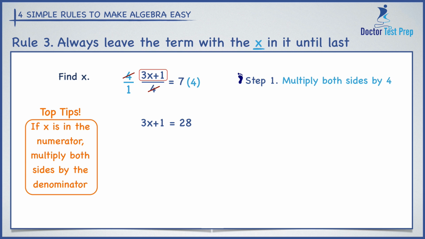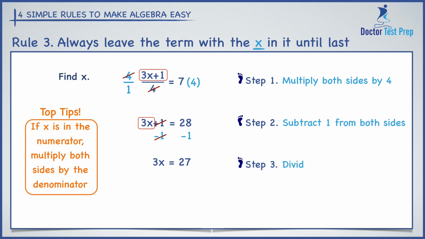Okay, now, if you're not sure at this stage whether we divide by 3 to get rid of that multiply by 3, or subtract 1 to get rid of the plus 1, then let's apply rule number 3 again. There's the term with my x in it, so I'm leaving that alone, which means I'm going to get rid of the plus 1. So step number 2 is subtract 1 from both sides of the equation. Those 1s now cancel, and that leaves me with 3x is equal to 27. Now, how do I get rid of a multiply by 3? I simply divide both sides by 3. So step number 3, divide both sides of the equation by 3. Those 3s cancel, leaving me with x is equal to 9.